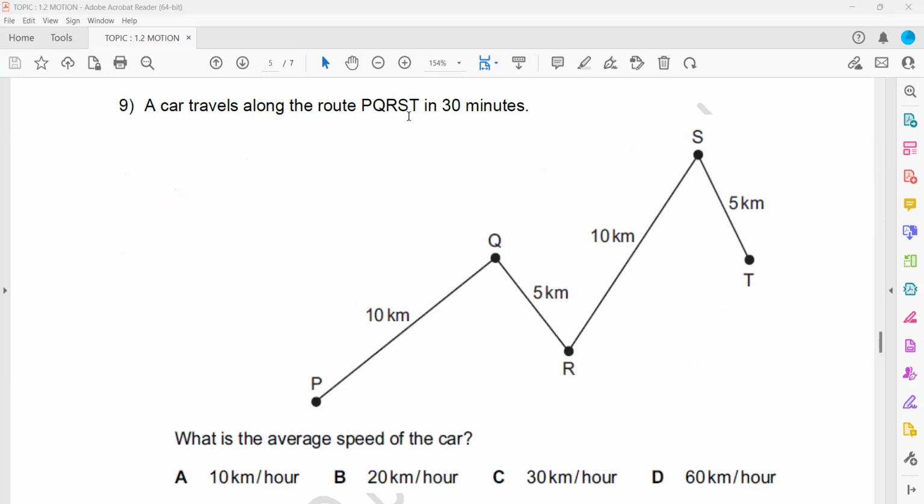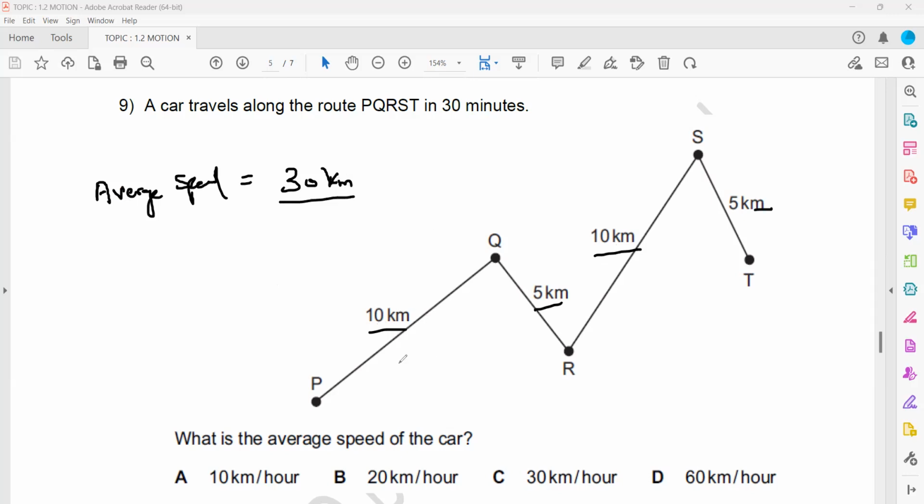A car travels along a route P, Q, R, S, and T in 30 minutes. What is the average speed of the car? How can we work out the average speed? What is the formula for the average speed? The average speed is equal to total distance over total time. So what is the total distance? 10 plus 5 plus 10 plus 5. Oh, sorry, the total distance is 30.